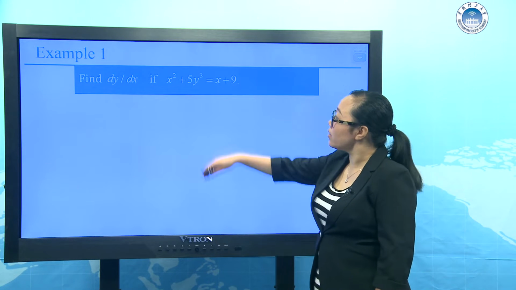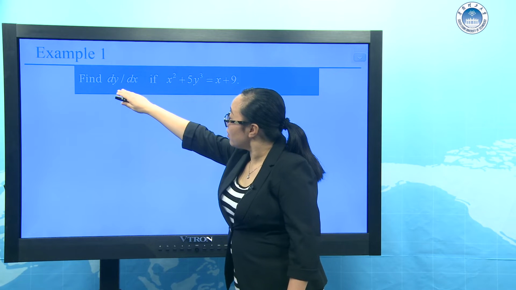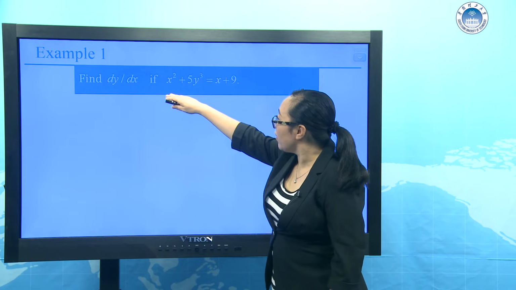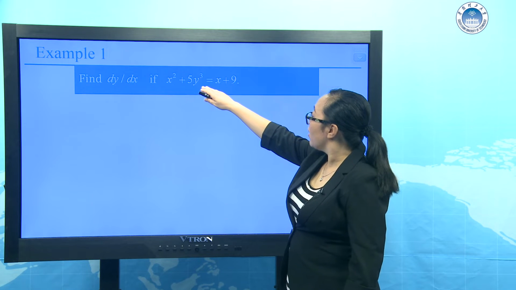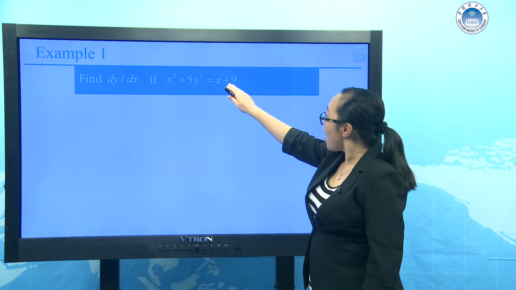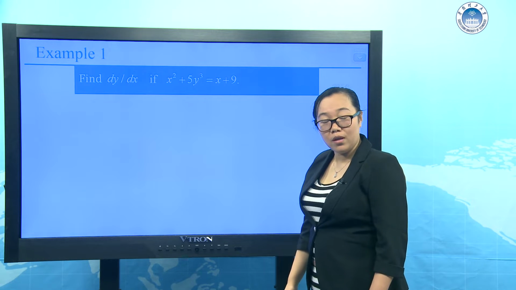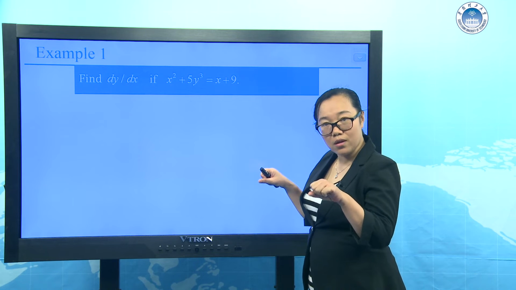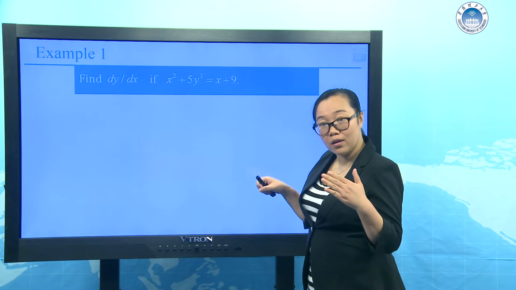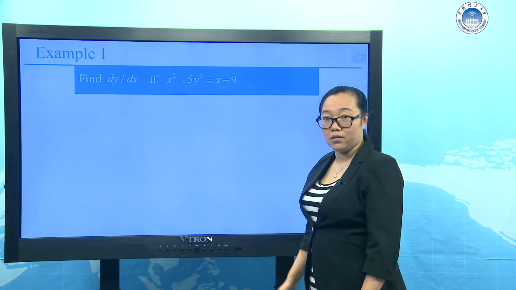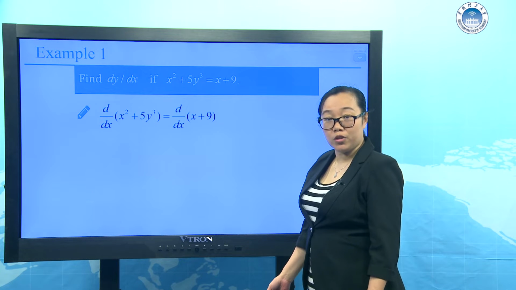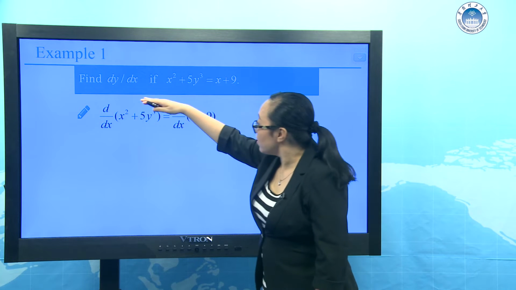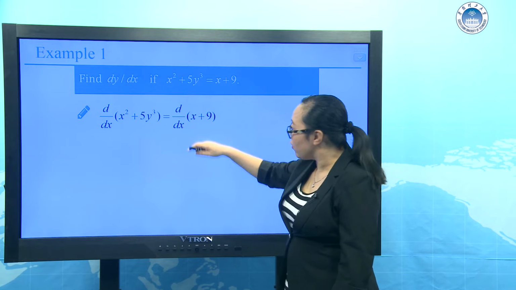Now look at example 1. Try to find dy over dx, meaning the derivative of y with respect to x, given x squared plus 5y cubed equals x plus 9. How to do it? Do you remember the method? Differentiate on the two sides, and the function of y is a composite function of x. Do the same computation: differentiate the left side and the right side with respect to x.